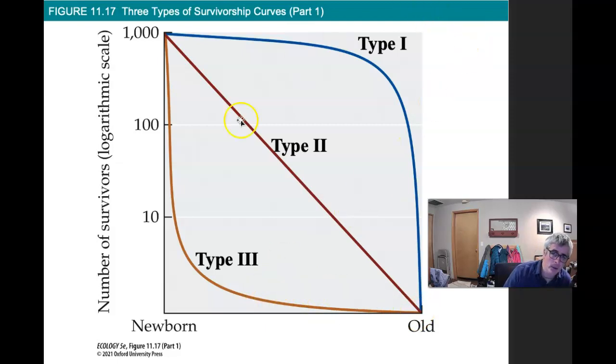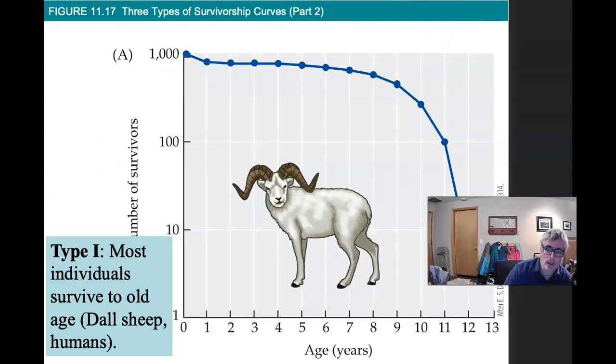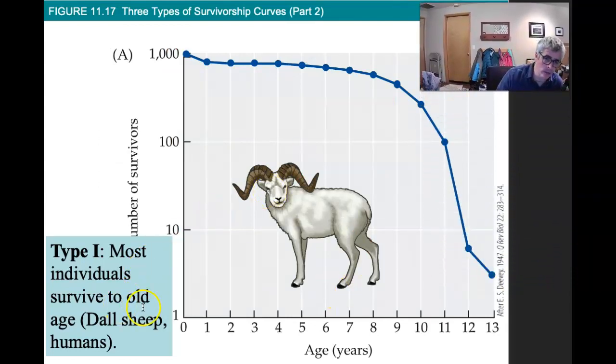So we'll look at two different examples of each of these three types. A classic type 1 could be a Dall sheep, or humans. You're born, you have a lot of parental care, you can typically survive quite well for your first few years, and then for Dall sheep, harsh winters start to kill them. Generally, if you make it through your first year, you're doing pretty good until about 8, 9, and then things start to go downhill pretty quickly.